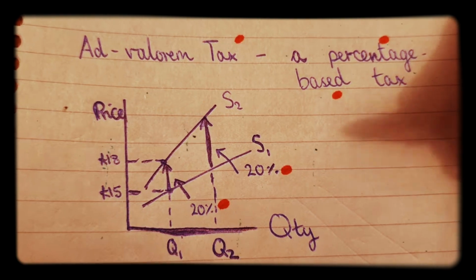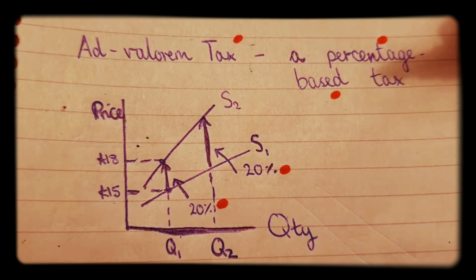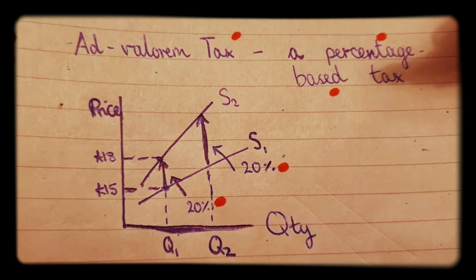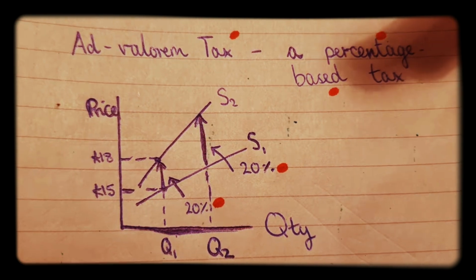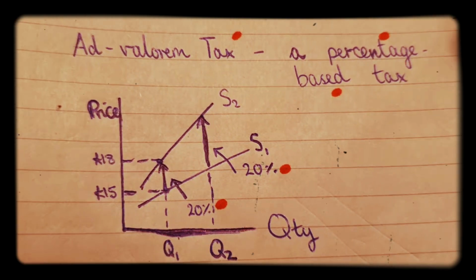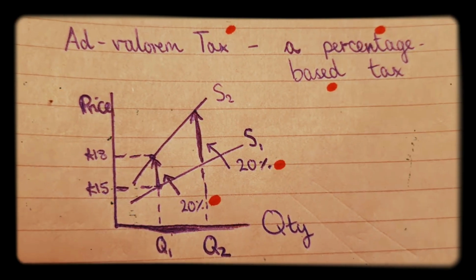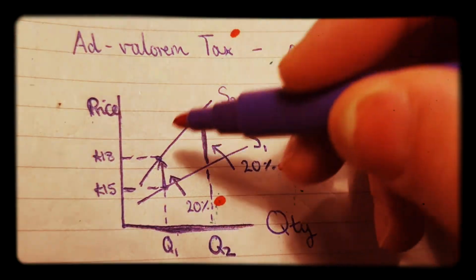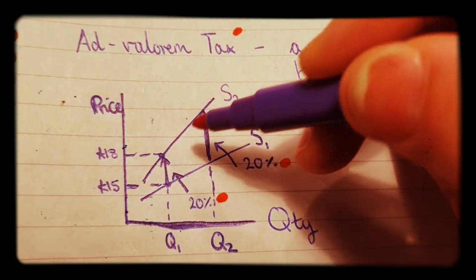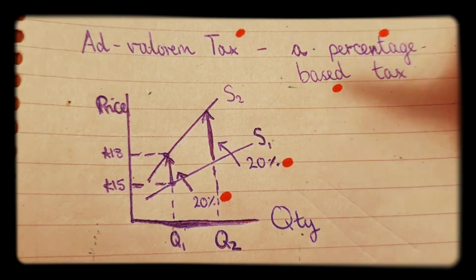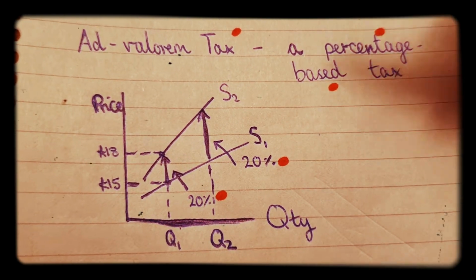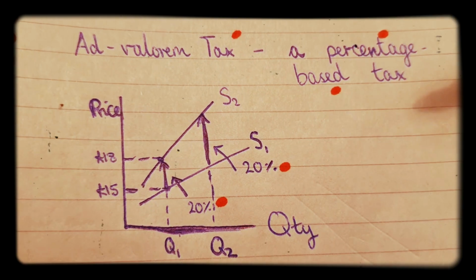For example, 20% of £100 is £20. So you pay £20 tax on something that costs £100. But if you now want to buy something that's £200, 20% of 200 is £40. So you end up paying more tax on higher prices. That's the reason why the gradient of the second supply curve here is a lot steeper. The higher the price, the higher the tax paid. But the percentage that you pay is still the same.